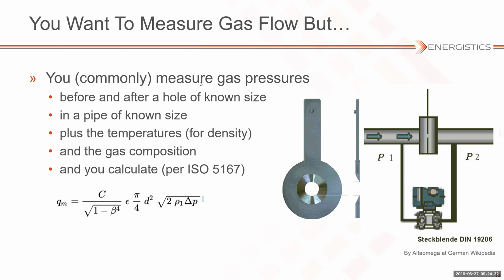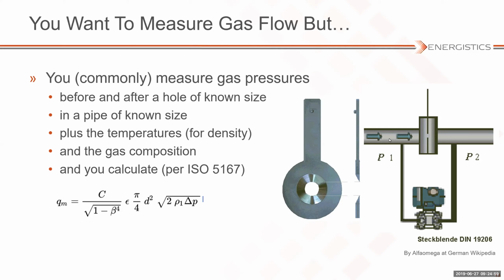You measure the pressure drop. You measure the pressure drop caused by this orifice plate, but there's lots of other data you have to know, right? You have to know the diameter of the hole. You have to know the diameter of the pipe upstream and downstream. You have to know the composition of the gas and the temperature, because you need to know the gas's density to put it into the equation.